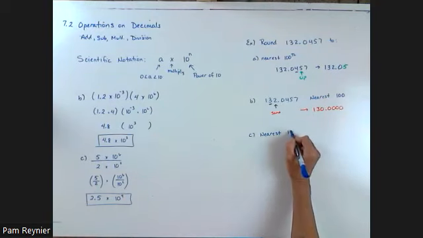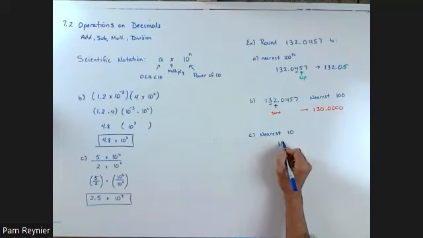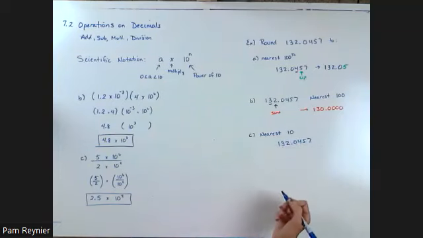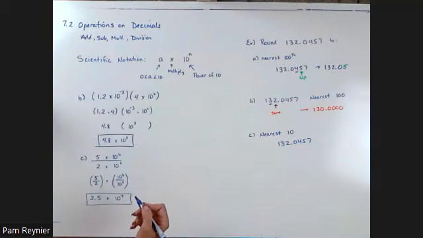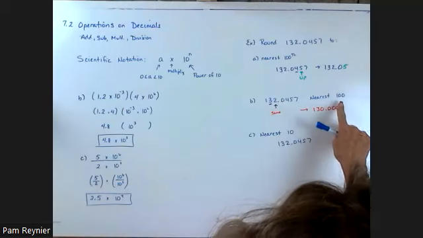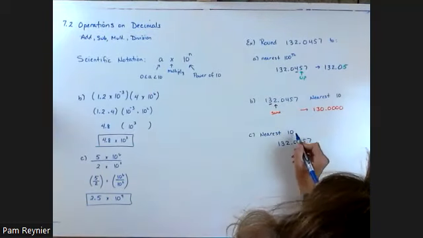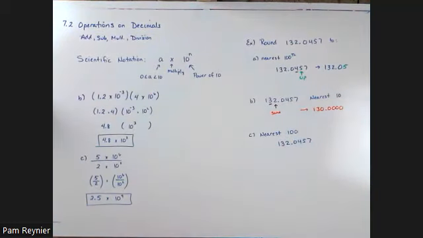Let's go to the nearest 10. 132.0457. Uh-oh, that's what I just did. I'm so sorry. 1's, 10's. This would be to the nearest 10. I apologize. So now let's go to the nearest 100.